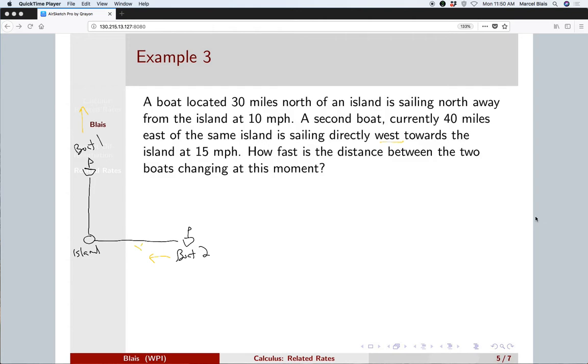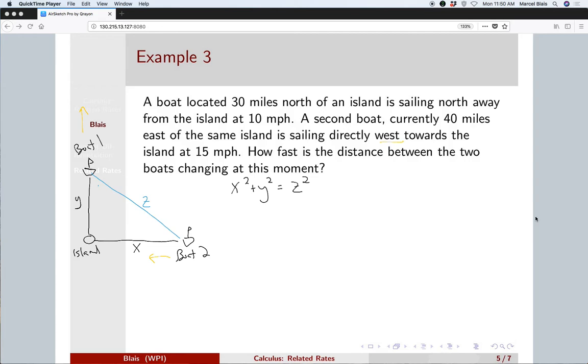We could call this distance x and this distance y. And if we're trying to decide something about the distance between them, maybe we call that z. But of course, this is a perfect situation to use the Pythagorean Theorem. Since this is a right triangle, we know that x squared plus y squared equals z squared.